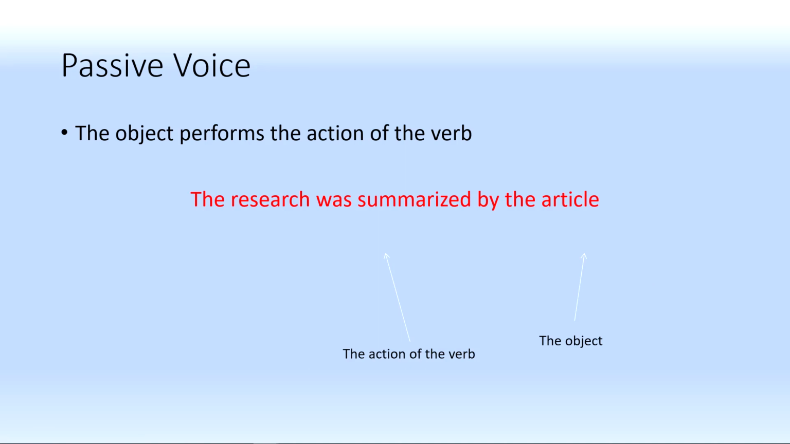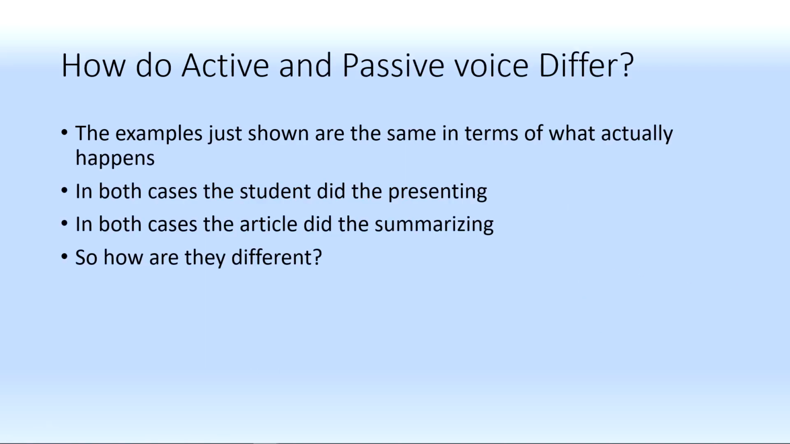Okay, so here's another one. Reverse this one also. The research was summarized by the article. Here we have the to be, right? And the article, which was the subject, now has become the object. It has flipped over, right?